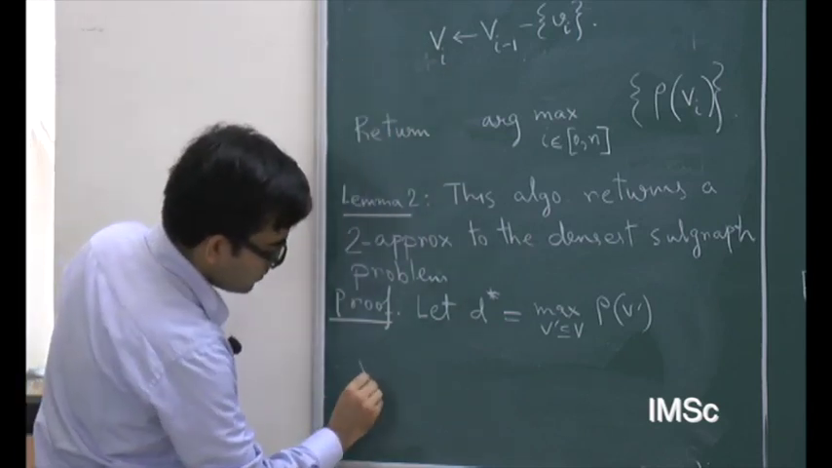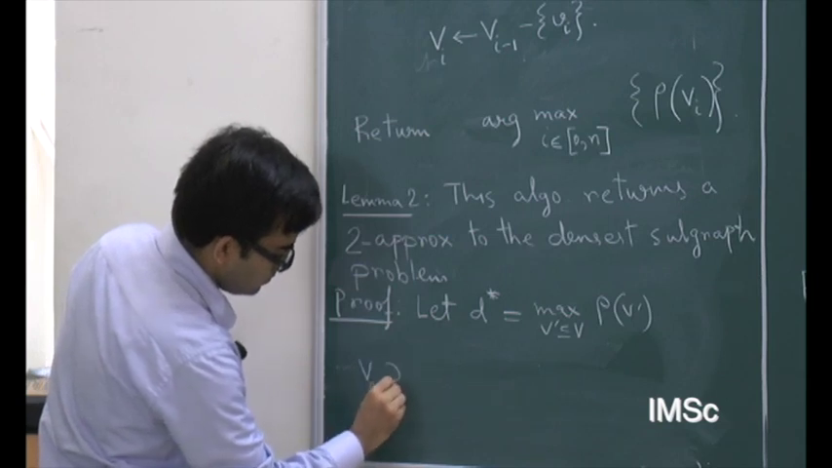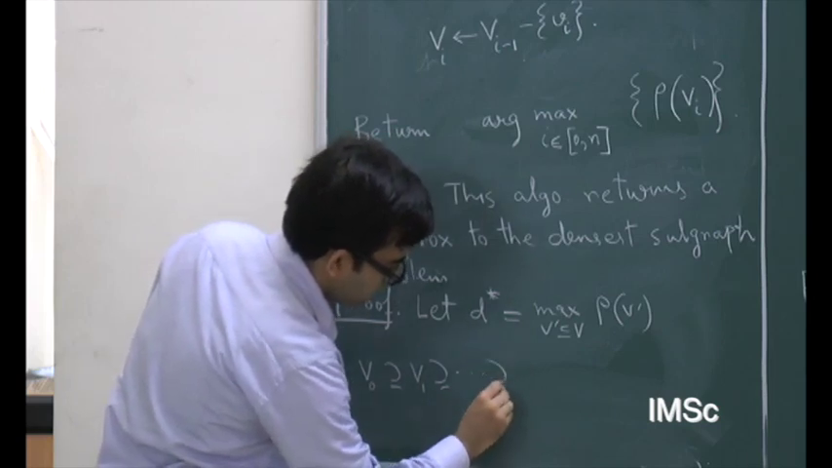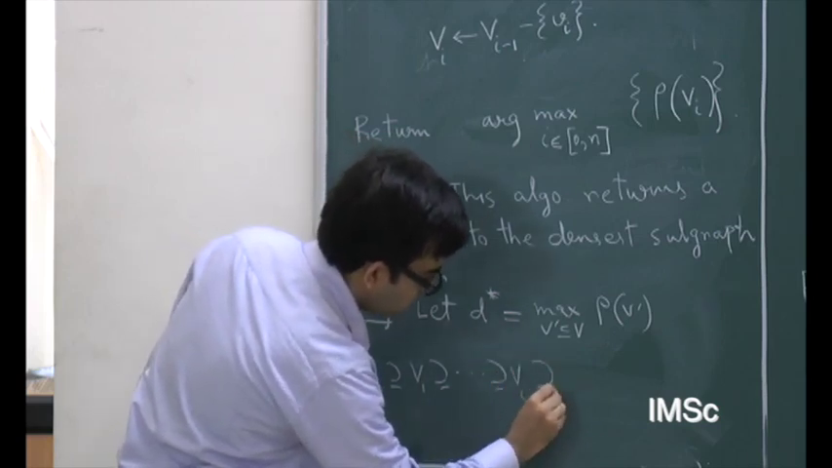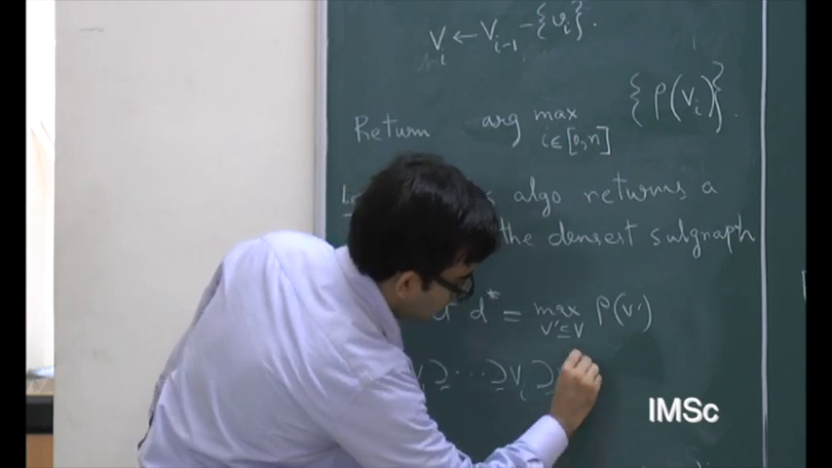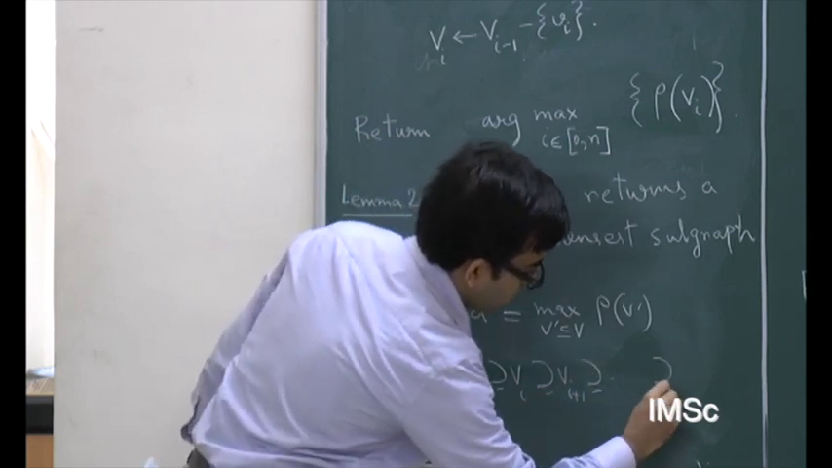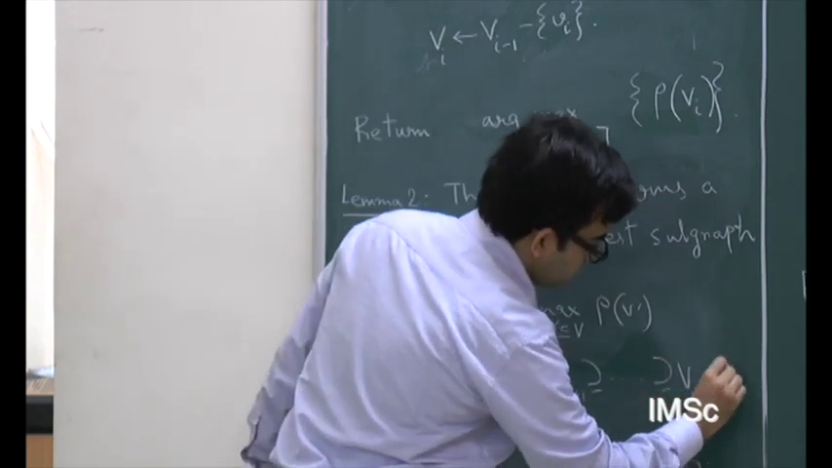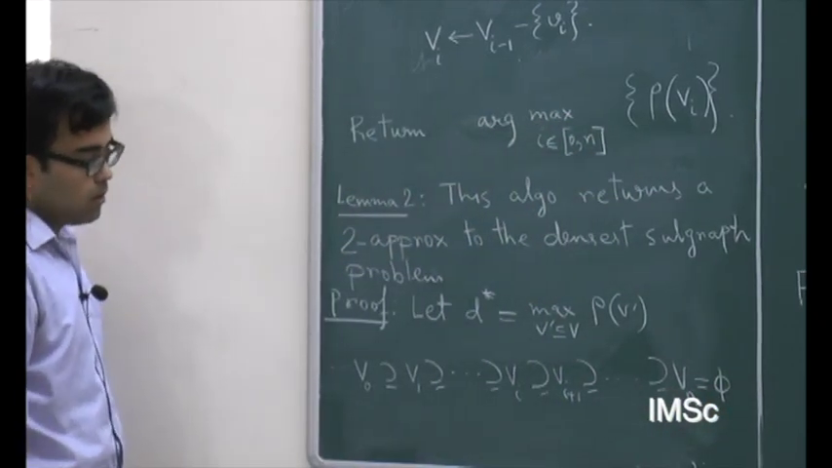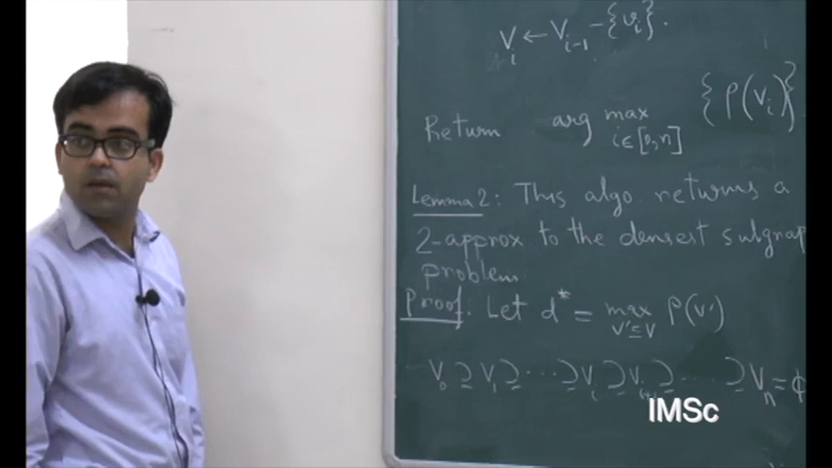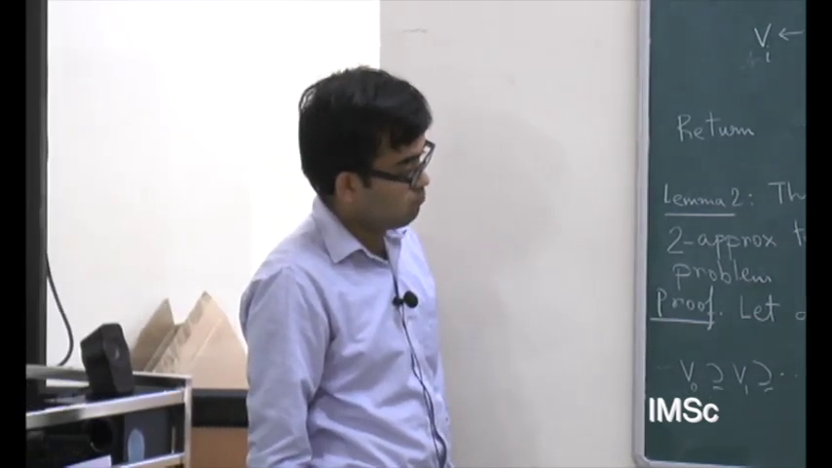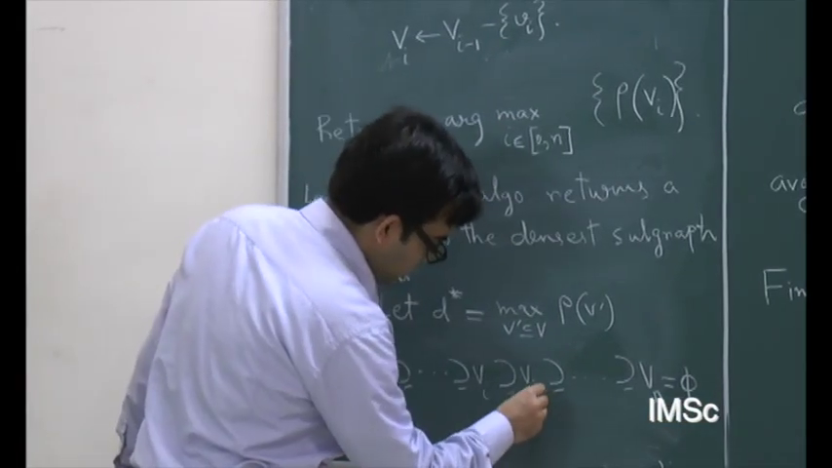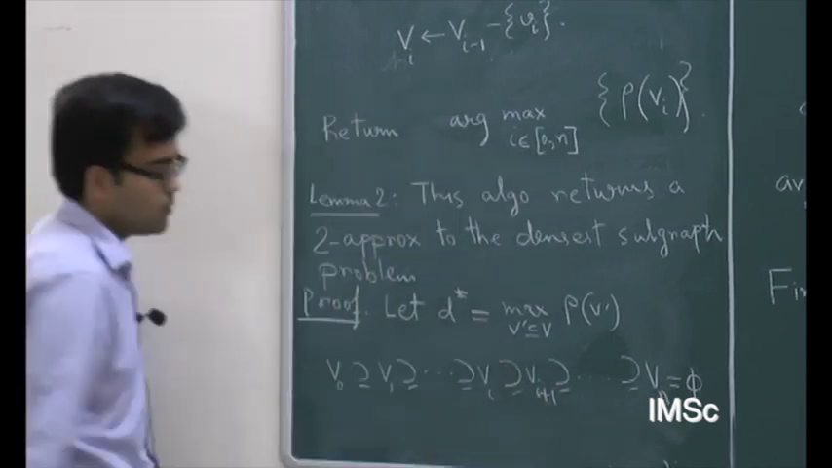Okay. So you have V0, then you have V1. This is the output of the algorithm. Let us say Vi. You have Vn, and Vn actually will be the empty set. Sorry? Yes, okay, this is okay.